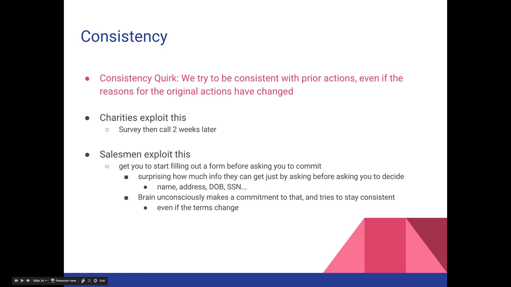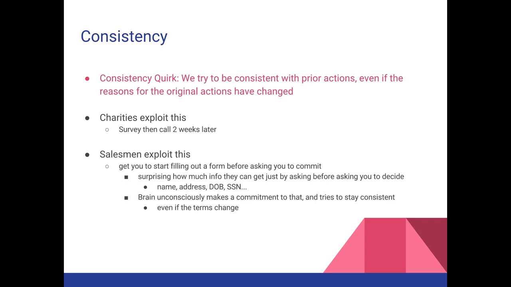The next quirk is the consistency quirk, and it's the phenomenon that we try to be consistent with our prior actions even if the reasons for the original actions have changed. Charities also exploit this. They'll give you a survey asking what sorts of things you typically do, and then they'll call you 2 weeks later asking you to do those exact things in terms of donation.